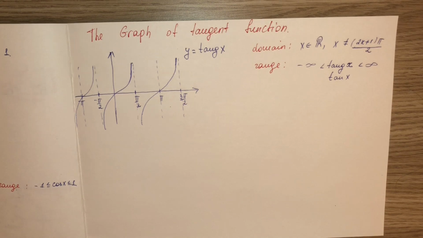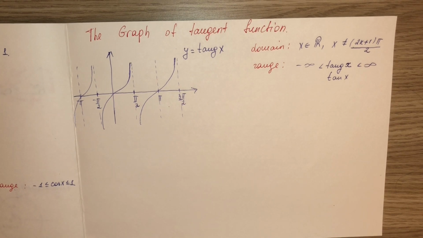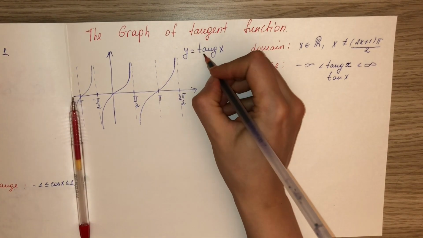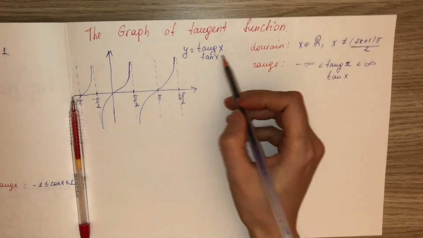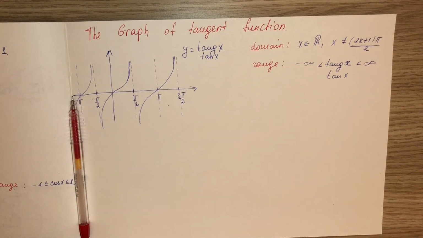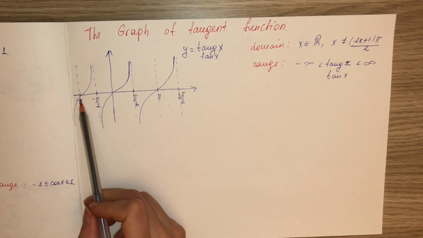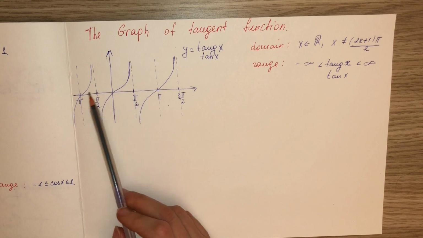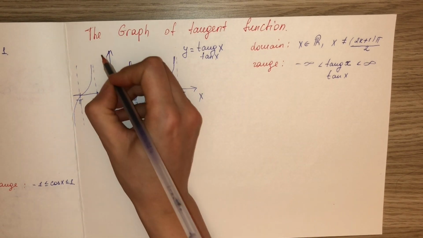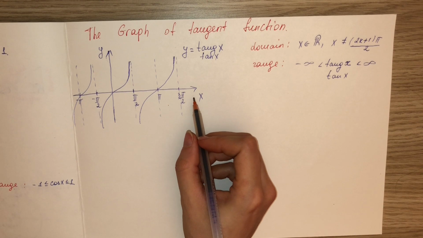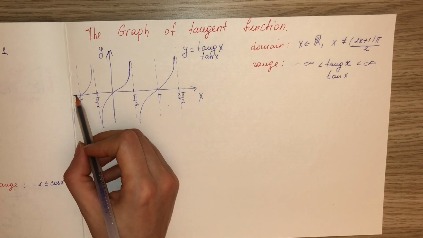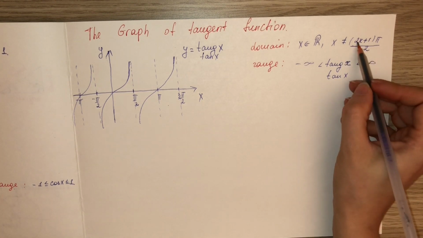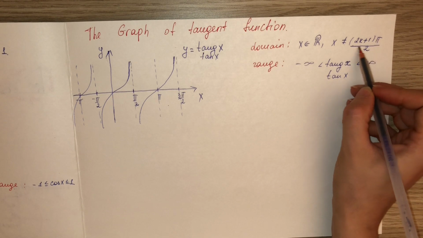Next is the graph of the tangent function. We can write it y is equal to tangent x or just tan x, and these two are the same. As is clearly seen from the graph, the domain of the tangent function can be real numbers such that x is different from (2k plus 1) times pi over 2.